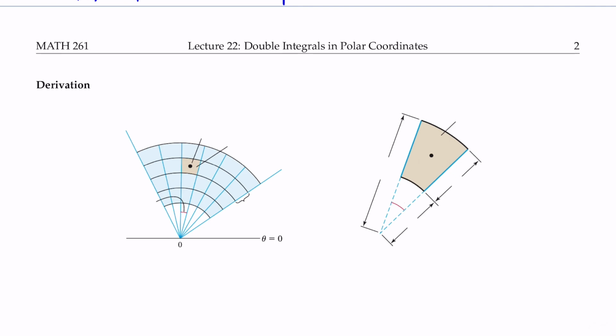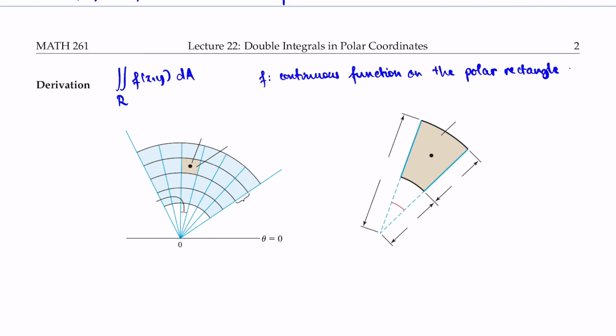So the goal is to evaluate an integral of the form, the double integral of the function f of x, y, dA over a region or domain D in the xy plane, where f is a continuous function on the polar rectangle R.